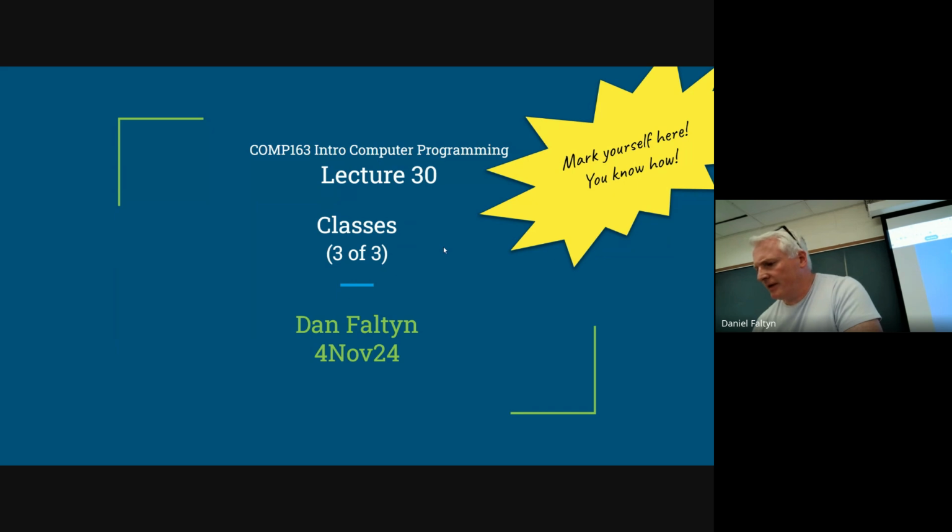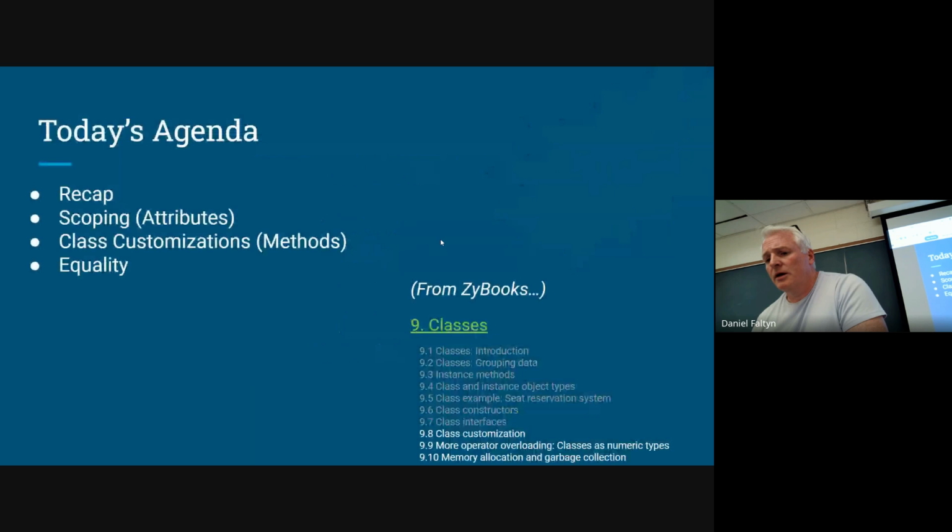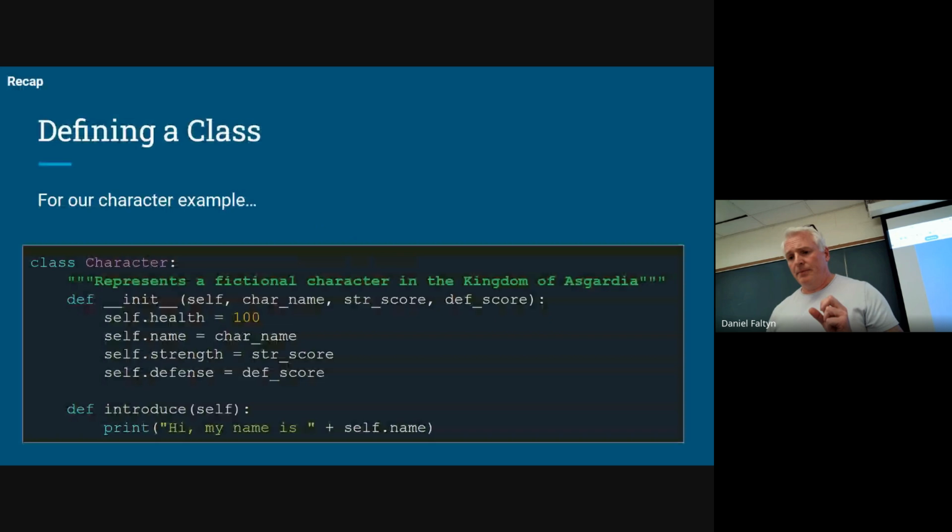All right, everybody, so down to business. We're on our last class on classes. So what are we going to do today? We'll do a recap. We're going to talk about scoping and class customizations and equality. We've actually covered all of this. This is just topics we've already covered, and we're going just a little bit more in depth on them.